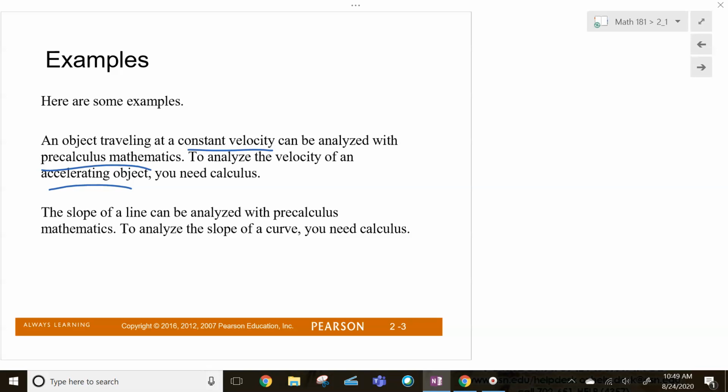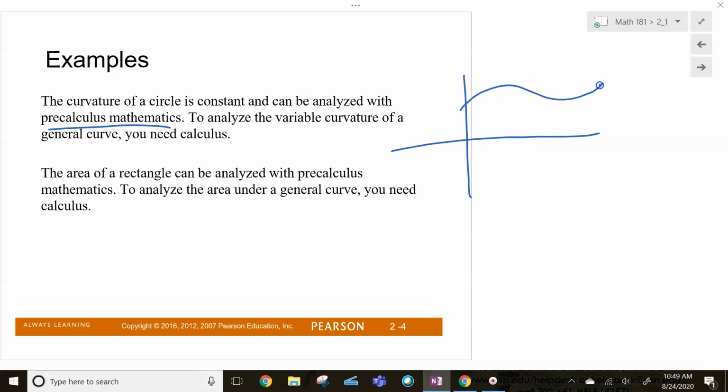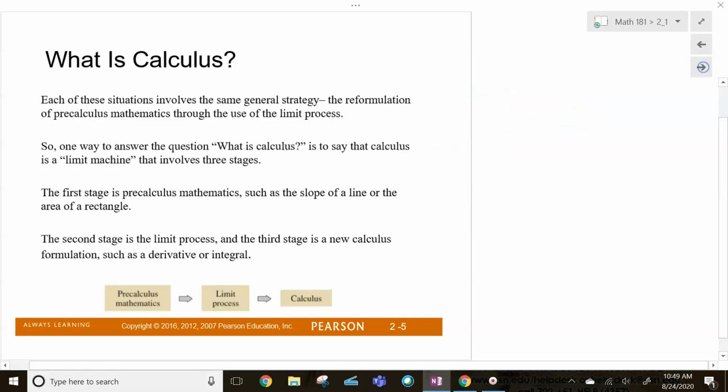Very dynamic. The slope of a line you can do with pre-calc, but the slope of a curve, you're going to need calculus. I could go on and on with these, but the curvature of a circle is constant. You can do that with pre-calc, right? We can analyze circles and stuff. But the variable curvature of a general curve, you need calculus. So for example, the slope of a tangent line or the area under the curve, that kind of stuff.